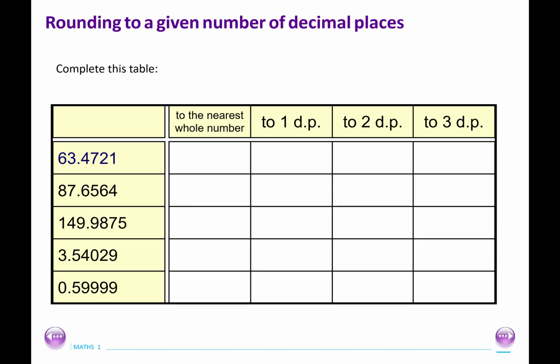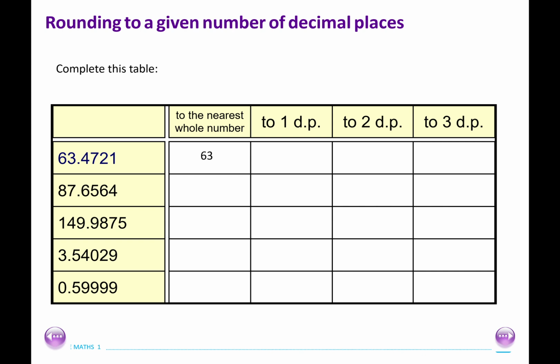Let's try a few more. Complete the following table. We're given 63.4721. First, we're asked to round it to the nearest whole number. To round to the nearest whole number, we look at the digit after the decimal place. If it is less than 5, we round down. This gives us 63.